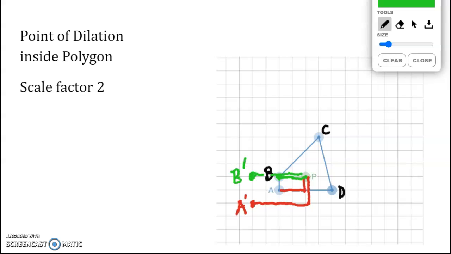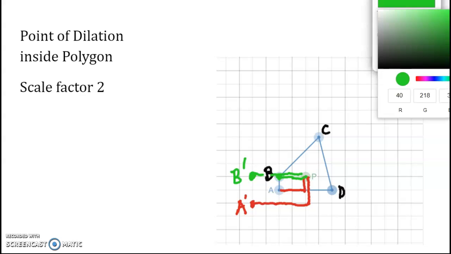Okay, what about C prime? Let's do the same thing with C prime. C is 1 unit to the right and 3 units up. So instead of going 1 to the right, I am going to go 2 to the right. Instead of going 3 up, I am going to go 3 times 2 is 6. 3, 4, 5, 6. So this is going to be my C prime.